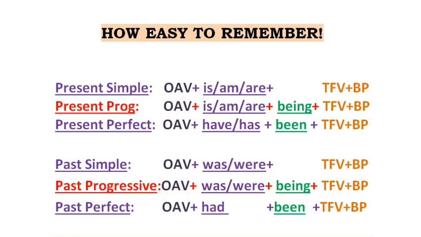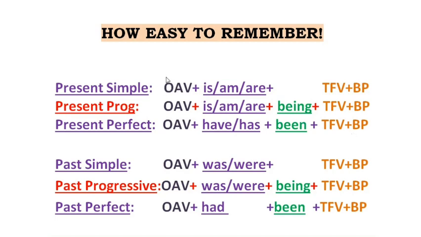Now comes the cream of this session. How easily can we remember all these rules? We have already completed present simple, present progressive, present perfect, but there is no passive form of present perfect progressive. In present simple, first comes OAV plus either is, am or are plus TFV plus BP. In present progressive form, OAV plus either is, am or are plus being plus TFV plus BP. In present perfect form, OAV comes first, then have or has plus been plus TFV plus BP. So how easily can we remember all these? I have already told you, just in 1 minute you can remember all these rules. Very easy, just believe me.